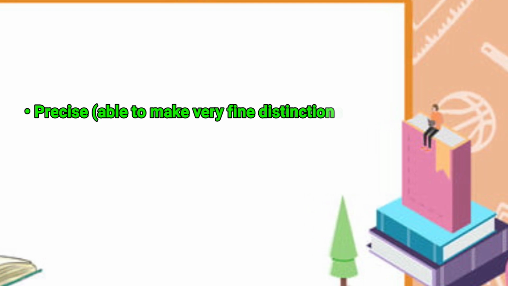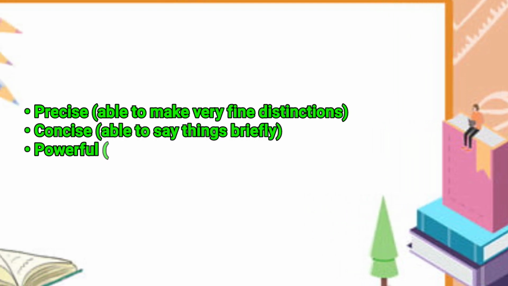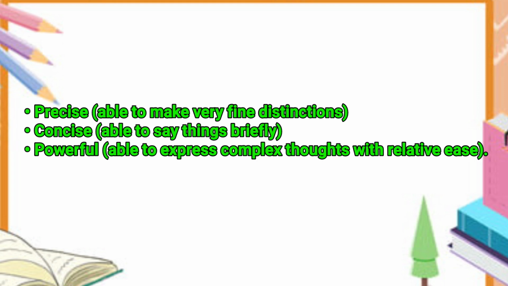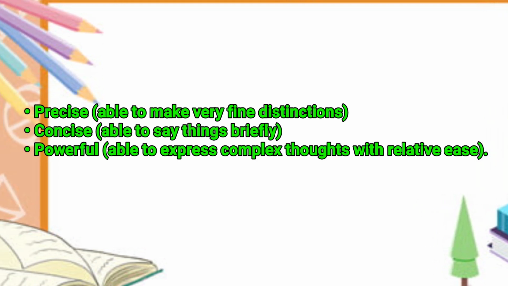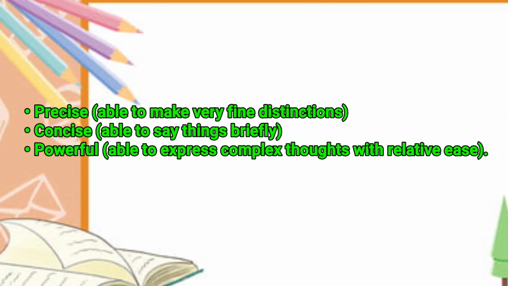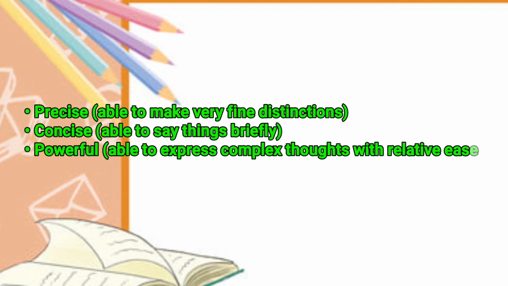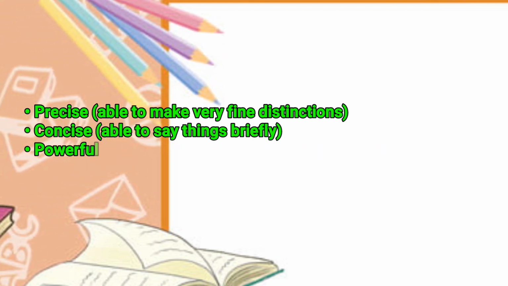So first, we have precise. Precise is able to make very fine distinction. Second one is concise. Concise is able to say things briefly. And the last one is powerful. Powerful is able to express complex thoughts with a relative ease.